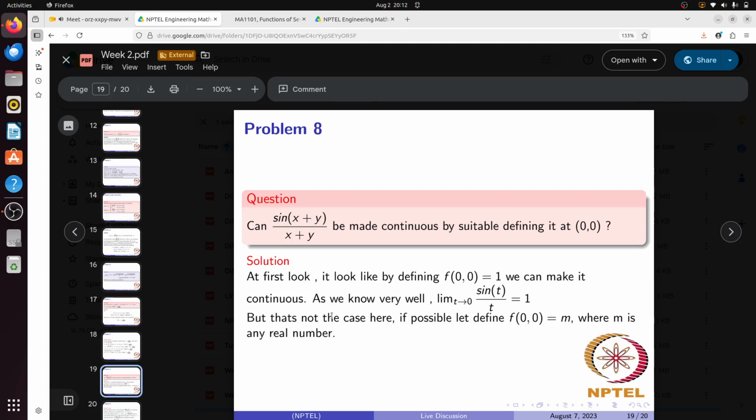Can sin of (x plus y) by (x plus y) be made continuous by suitably defining it at (0,0)? At first look, it looked like by defining f(0,0) equal to 1 we can make it so, as we know very well that limit t tends to 0 of sin t by t equals 1. But that is not the case here. If possible, let us define f(0,0) equal to m, where m is any real number.